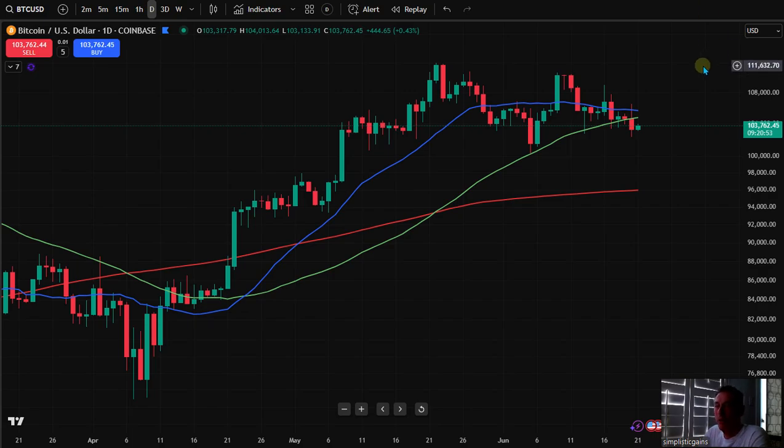All right, guys, here we go. Real quick look at the Bitcoin chart. This is the daily chart. Every candle is 1 day of price action or 24 hours.